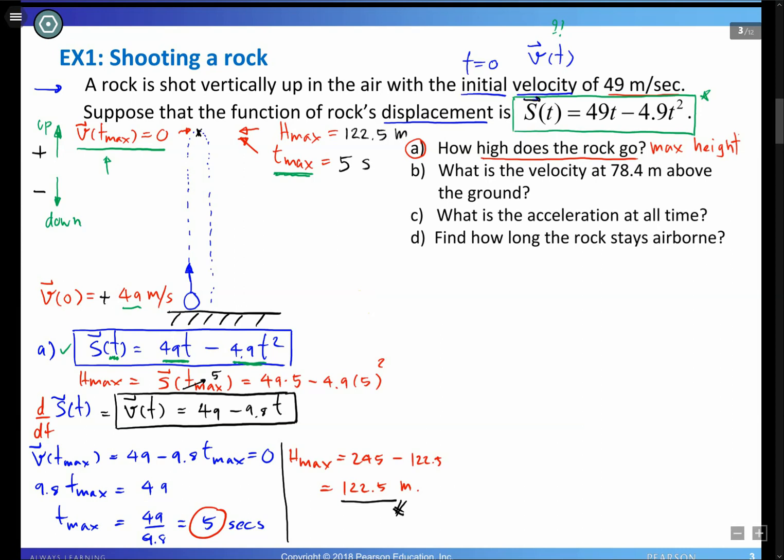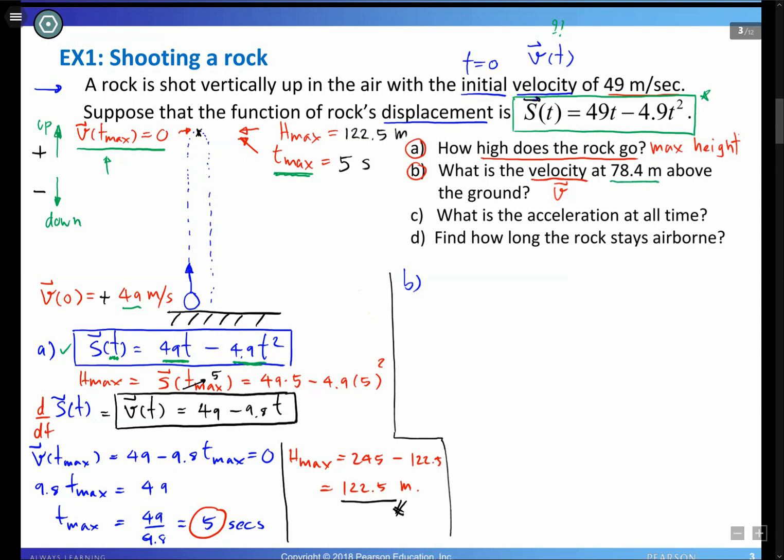Now we move on to question B. First, let me split the screen right in the middle. And now we work on B. So what is it asking for? They want to know the velocity. This is what they want to know, v, at 78.4 meters above the ground. So this is our clue, 78.4 meters.